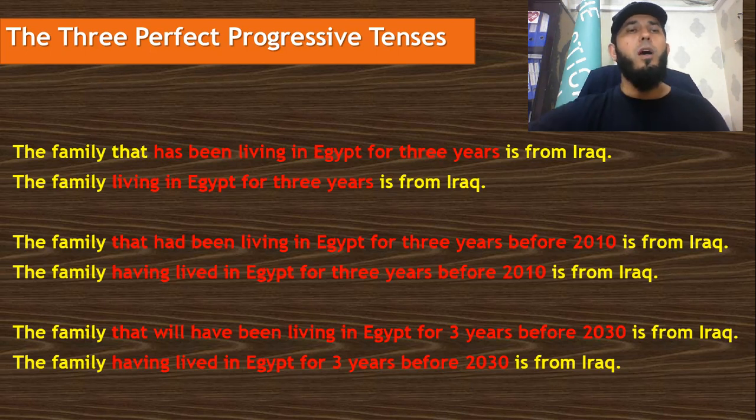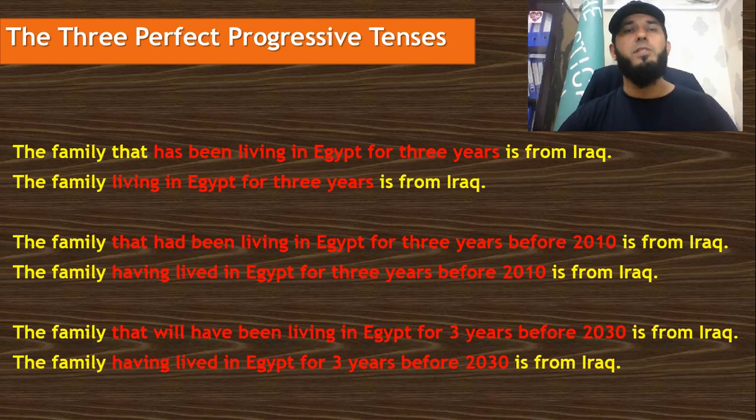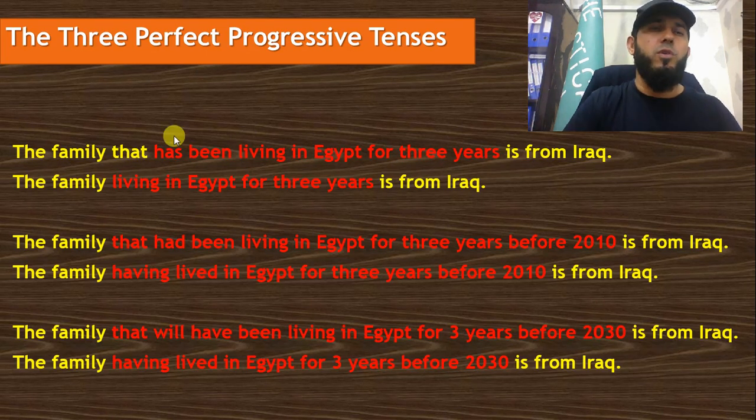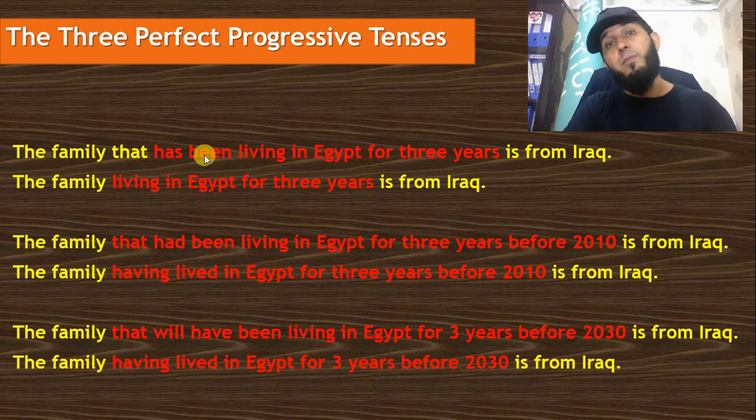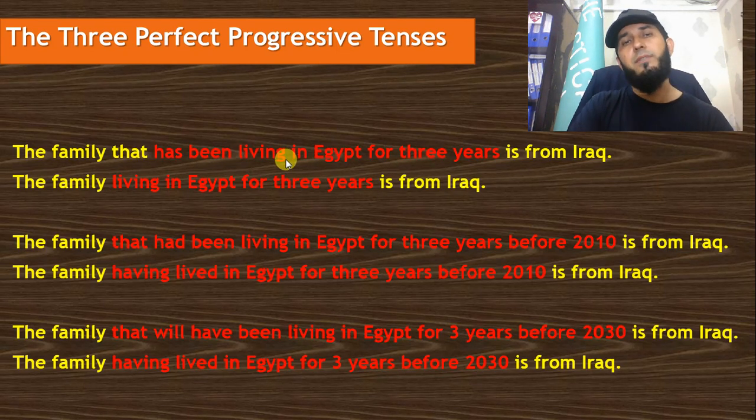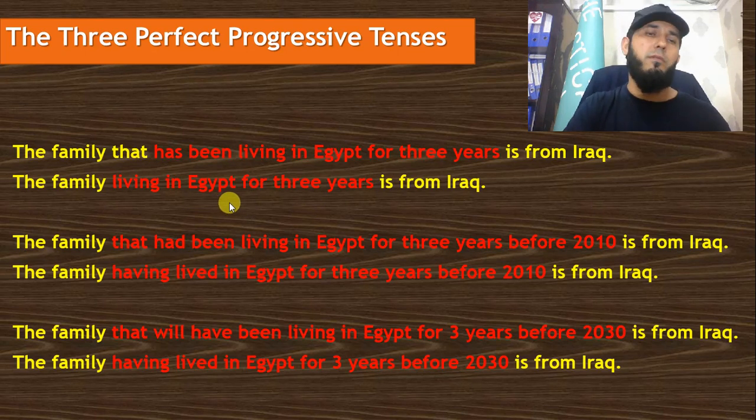Okay, so the family living in Egypt for 3 years is from Iraq. Okay, so has been living in Egypt for 3 years. What you do here, you remove the relative pronoun that, you remove the helping verb has, and you also remove the helping verb been, and then you leave the rest of the adjective clause alone, and it becomes a reduced adjective clause like here. Okay, living in Egypt for 3 years. It's not a clause anymore because it doesn't have the pair of subject and a verb.